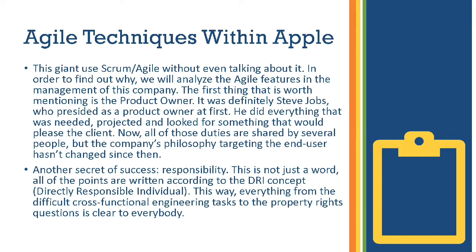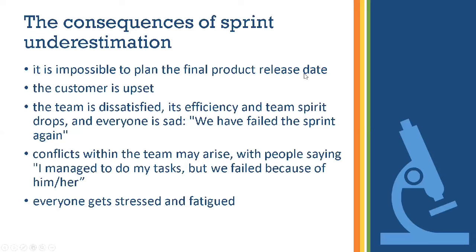Next. The consequences of sprint underestimation: it is impossible to plan the final product release date. The customer is upset. The team is dissatisfied with its efficiency, team spirit drops, and everyone is sad. We have failed the sprint again. Conflicts within the team may arise, with people saying, I managed to do my task, but we failed because of him, her. Everyone gets stressed and fatigued.